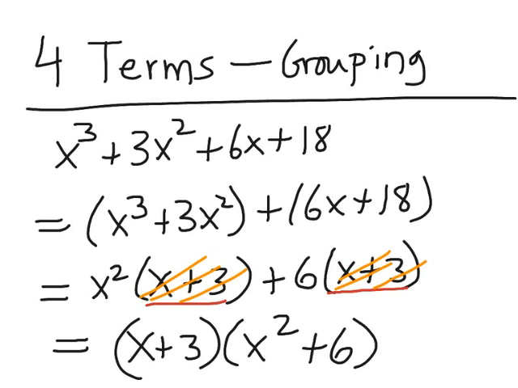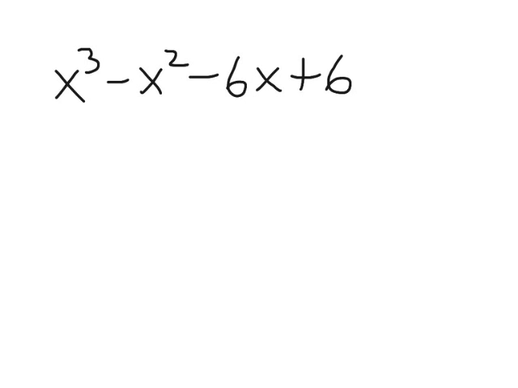Let's do one more of those. How about if I gave you x cubed minus x squared minus 6x plus 6. Okay, again, I notice I have four terms. Again, the first thing I would do is look for greatest common factor, but there isn't any. So I factor by grouping.